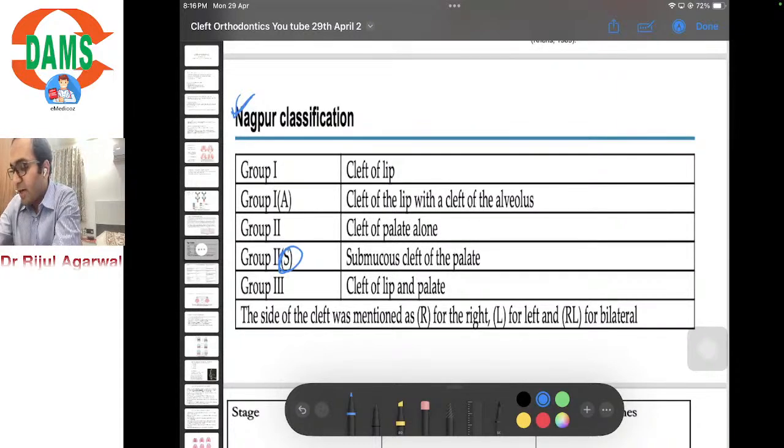The right and left sides are indicated by the letters R and L, and both R and L for bilateral clefts. I hope it's clear until now. So these were the most important classification systems of the cleft lip and palate.